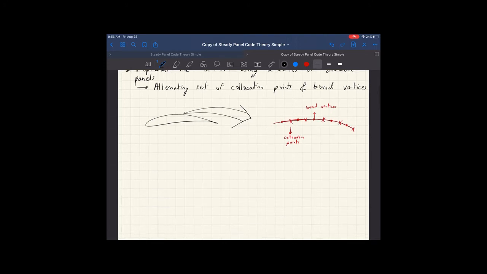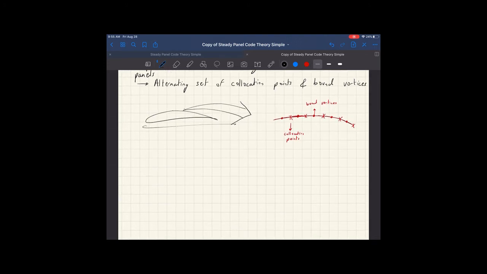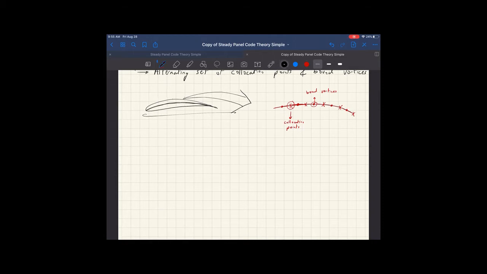I'm going to go into the definition of what a collocation point is and what a bound vortex is in a bit, but in a sense, you take this airfoil and you simplify it to just its camber line, and then you represent the camber line with a series of collocation points and a series of bound vortices. So the X here represents a collocation point, and the dot represents the bound vortex. And right now, let me just go through the definitions of each and why we need each of them.